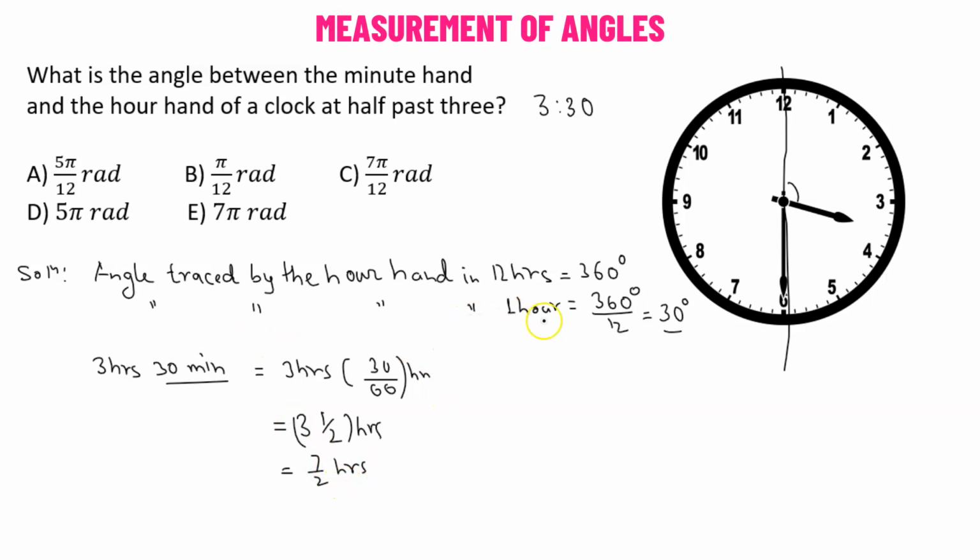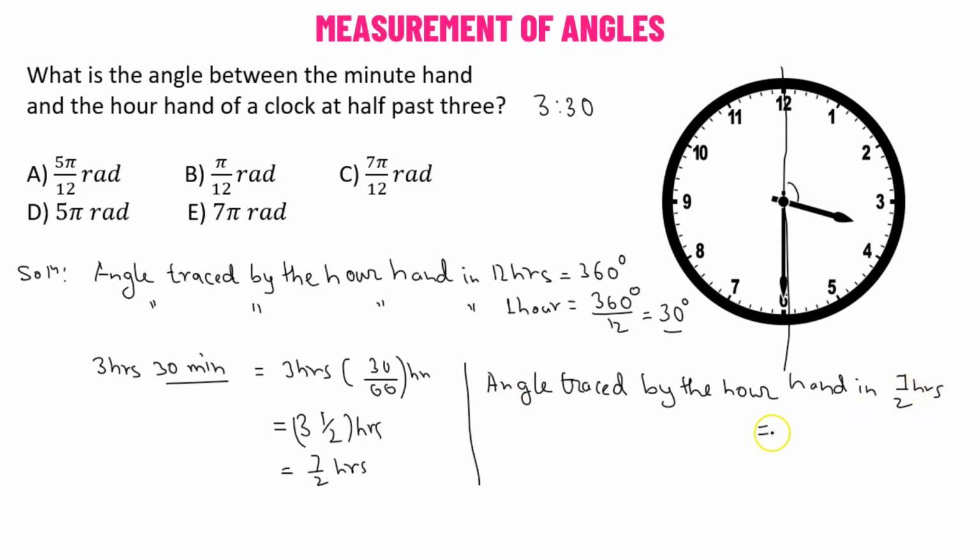Now the angle traced by the hour hand in 1 hour is 30 degrees. So here we'll try to find out the angle traced by the hour hand in 7 over 2 hours. So the angle traced by it will be 7 over 2 multiplied by 30 degrees. So we have 2 times 15, that's 30 degrees, and 15 times 7, so that's 105 degrees. So that means the hour hand has traced out an angle of 105 degrees with respect to the vertical line.